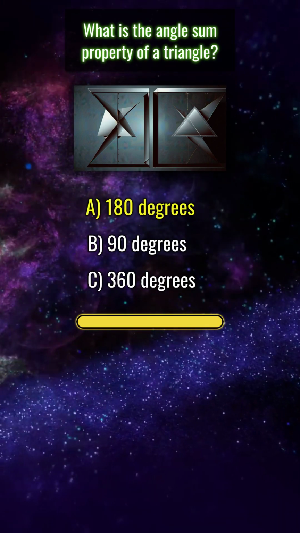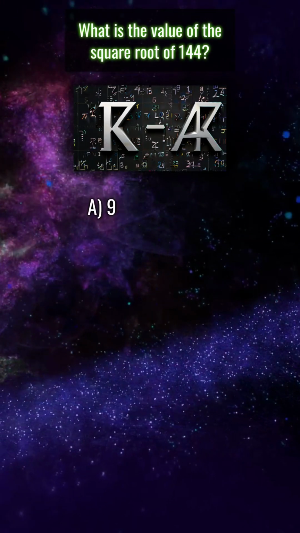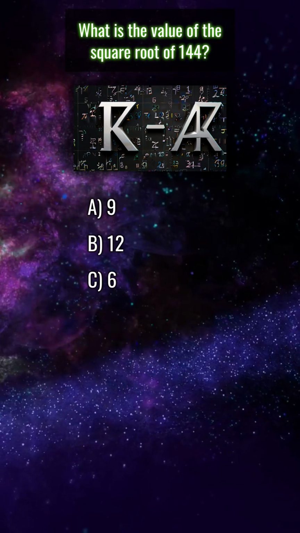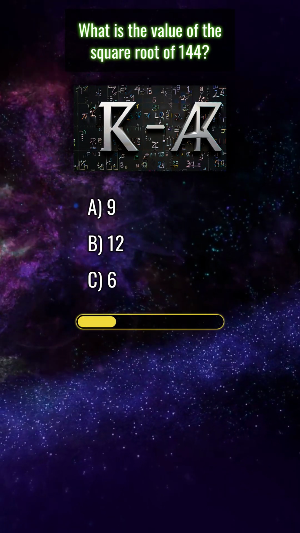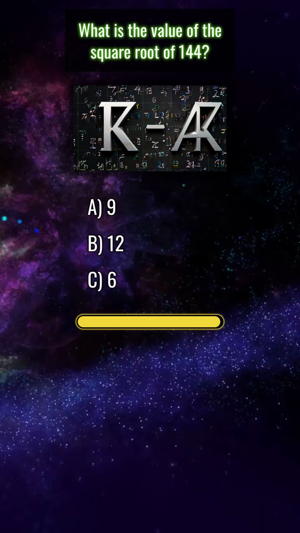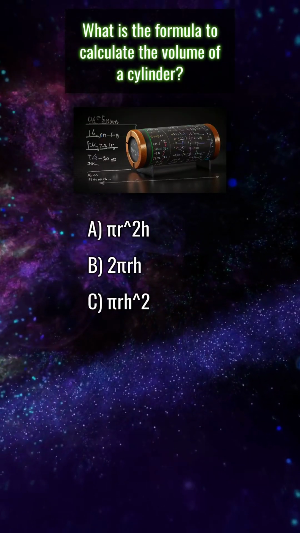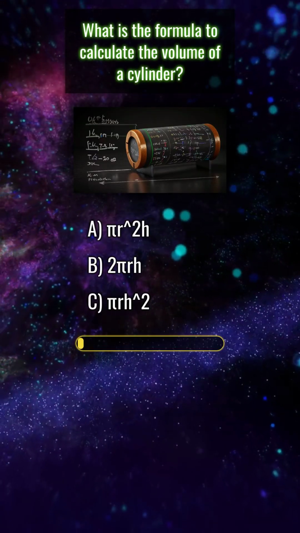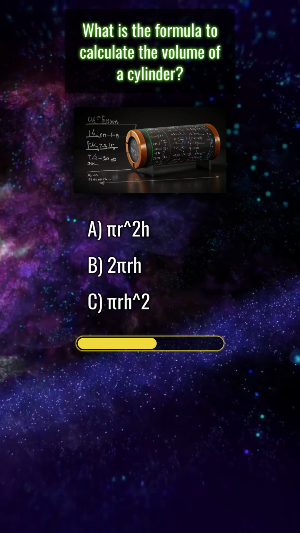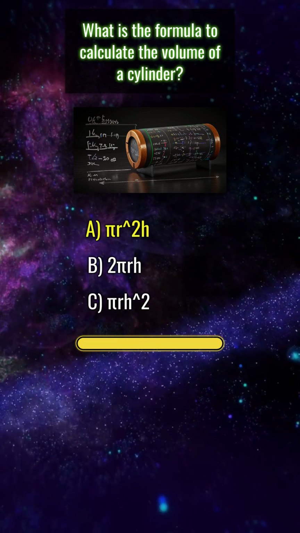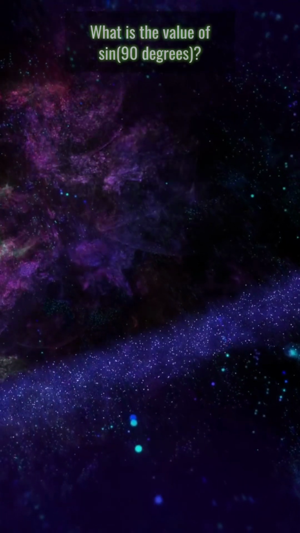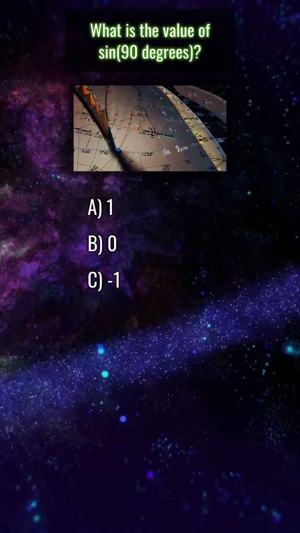A. 180 degrees. What is the value of the square root of 144? B. 12. What is the formula to calculate the volume of a cylinder? A. Pi r squared h. What is the value of sine 90 degrees?